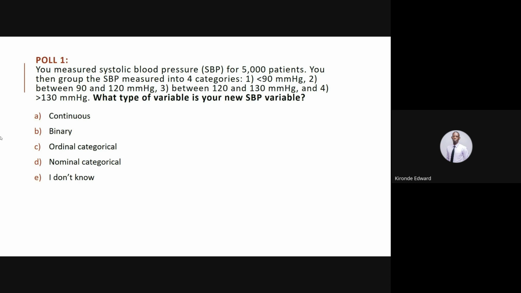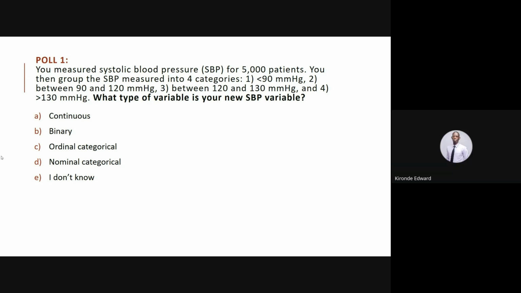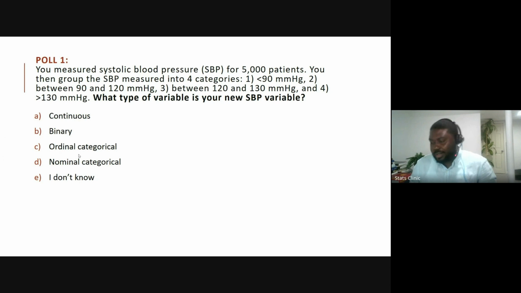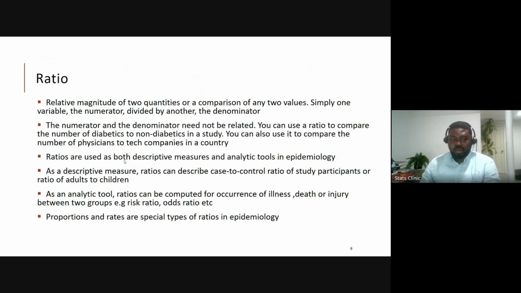The reason why it's not nominal is because we can quantitatively order it. We can order it depending on the ranges, which is not the case with nominal. Excellent. Thank you very much, guys. So, ordinal categorical.